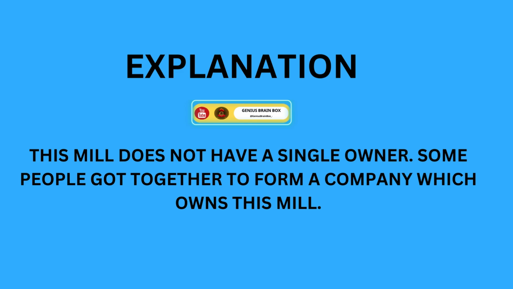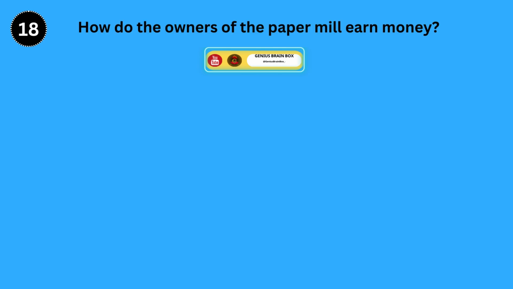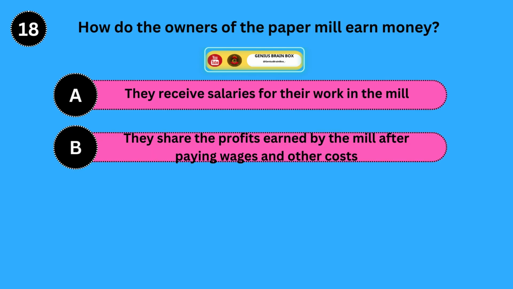Explanation. This mill does not have a single owner. Some people got together to form a company which owns this mill. How do the owners of the paper mill earn money?